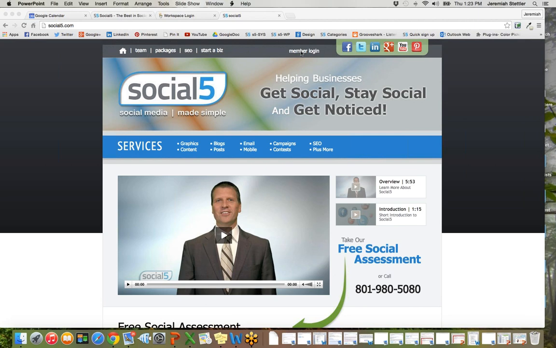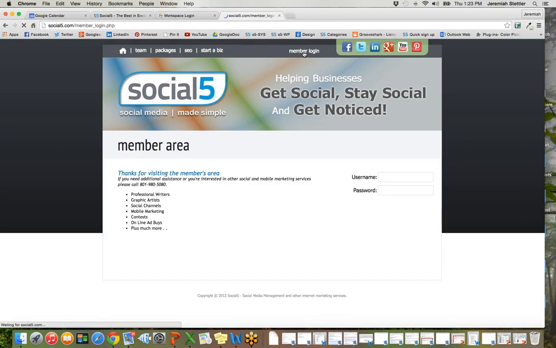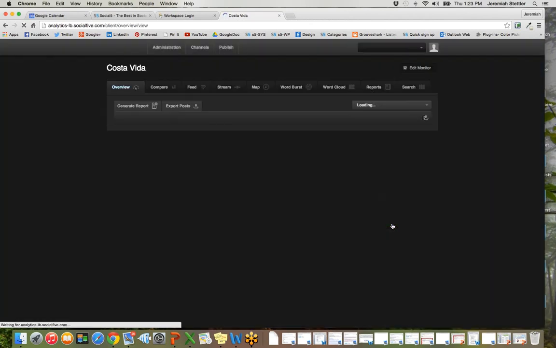What you'll do is click on that member login, and it's going to take you to a dashboard where you can enter your username and password. So I'm going to put in mine, Social5. I'll put in my password, and then I'll log in. Now, my dashboard is going to be a little bit different than yours. Yours is going to look more like this.